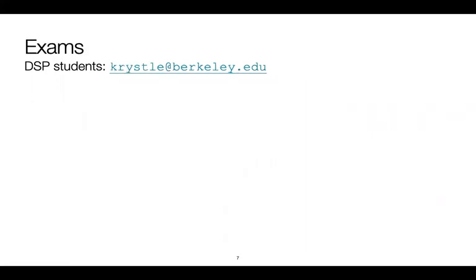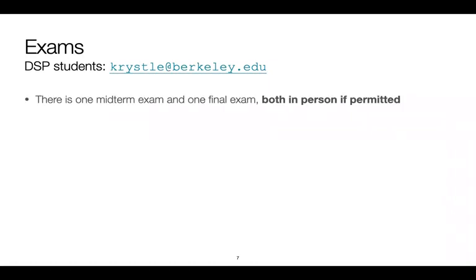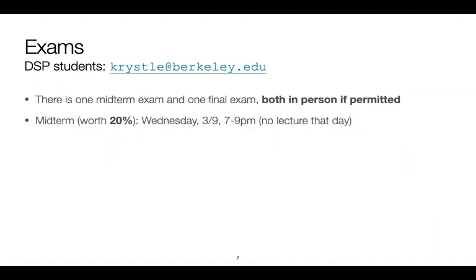So the other big part of your grade are exams. There's one midterm and one final exam, and these will both be in person if we're allowed to have them in person. The midterm is worth 20% of your grade, and the date, time, and location are already finalized. So it's Wednesday, March 9th from 7 to 9 p.m., and there's no lecture on that day.